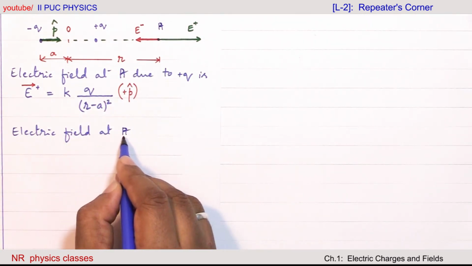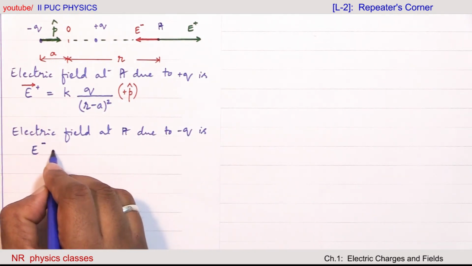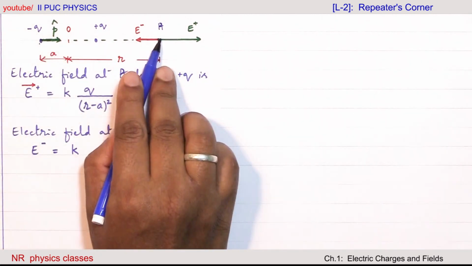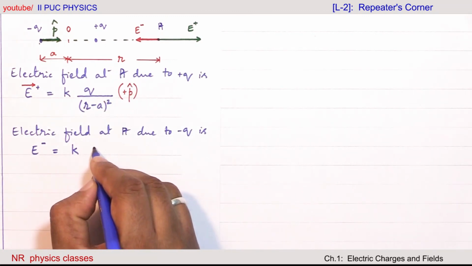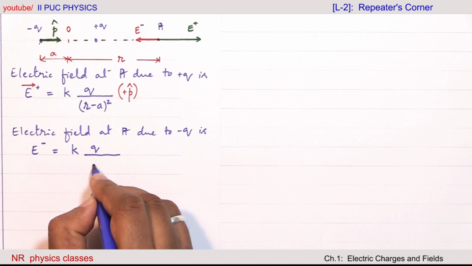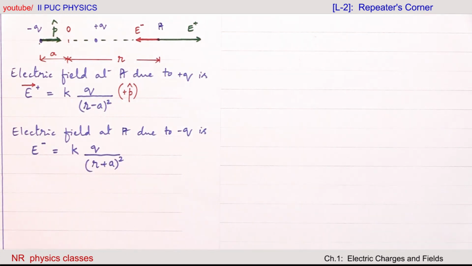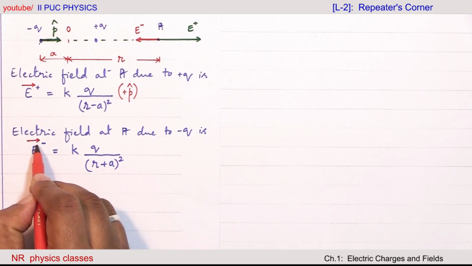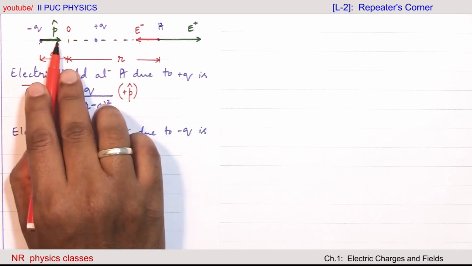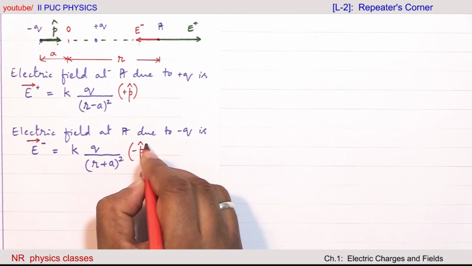Now electric field at A due to negative charge, E minus, equals constant, distance between minus Q to A is A plus R. Charge is Q divided by R plus A whole square. Electric field is a vector. Observe, direction of E minus is opposite to the direction of P cap. Therefore, minus P cap.